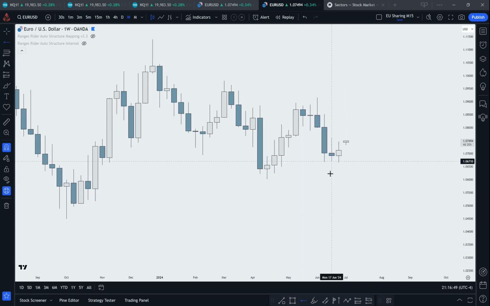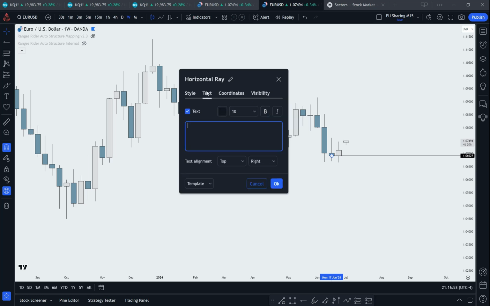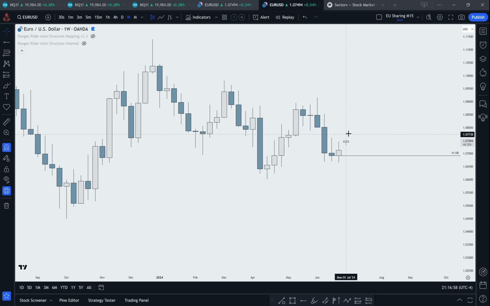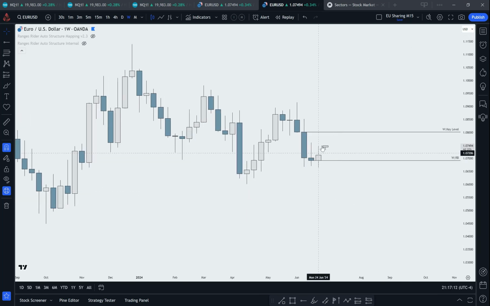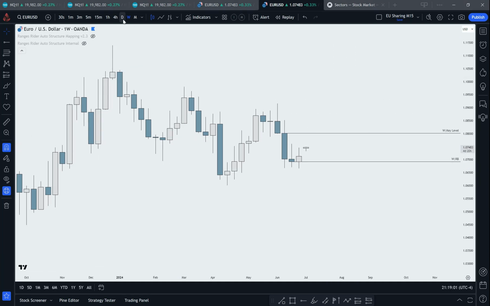and we have the rejection block. So this is the weekly rejection block, and then above the weekly rejection block what we have, the unmitigated week. So this is our key level, and we are in the middle of these two levels, and we need to keep an eye on these levels during the week. Let's go on the daily time frame.